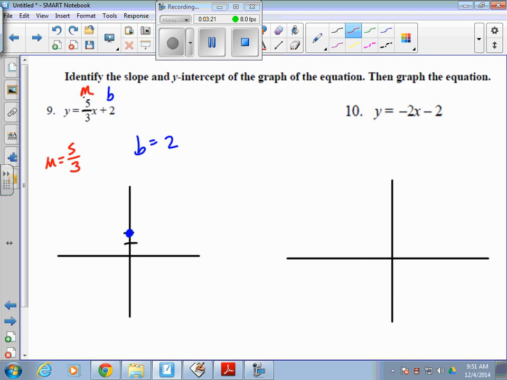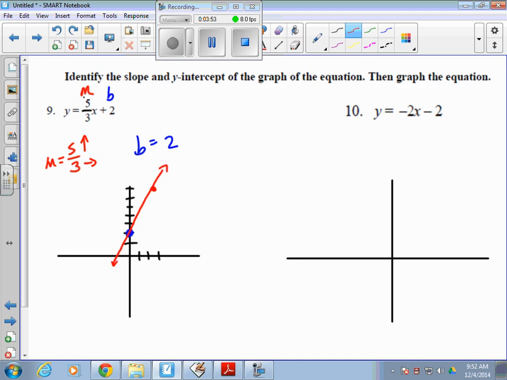It tells you to go up 5 since it's positive, and to the right 3 since it's positive. That's where the positive numbers are. So from the point we already have, we're going to go up 1, 2, 3, 4, 5 more, and to the right 1, 2, 3 times, and we're going to put our next point right there. Once you have 2 points, you can draw a line through those 2 points, and that's what your graph should look like.